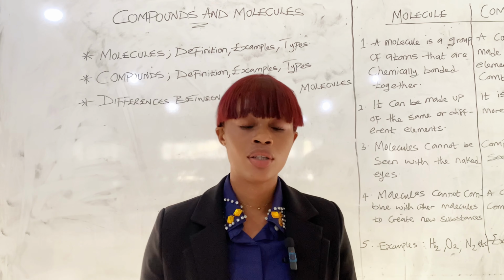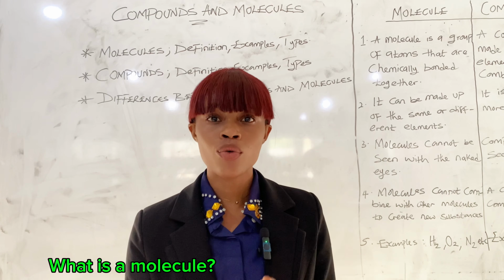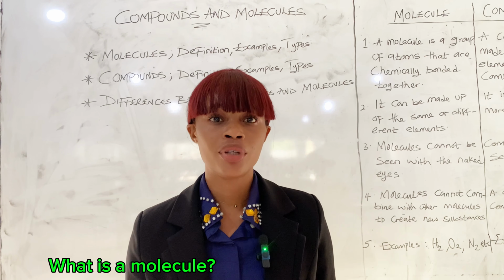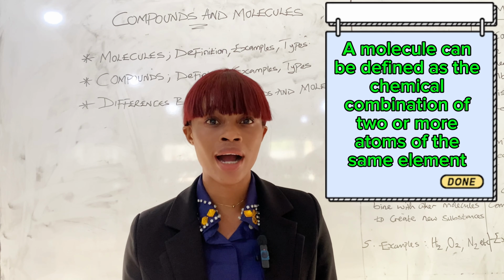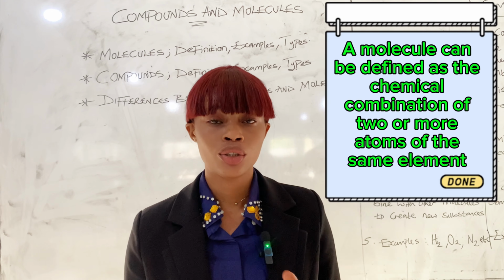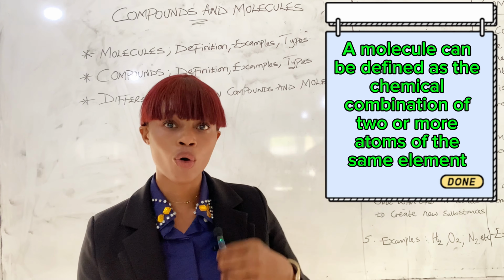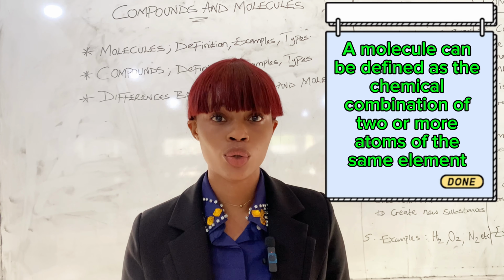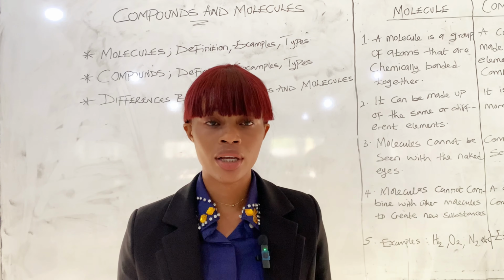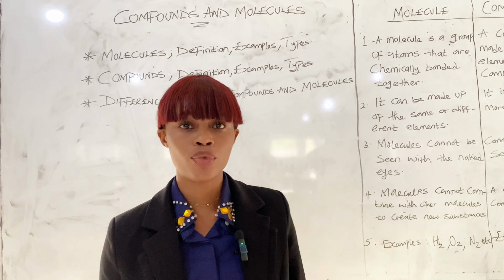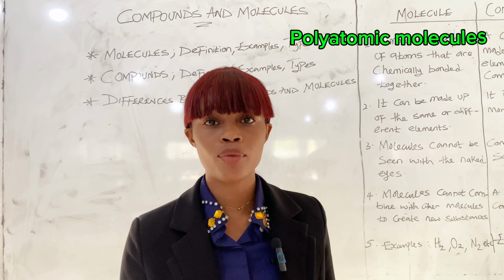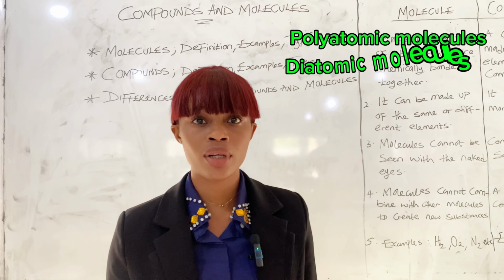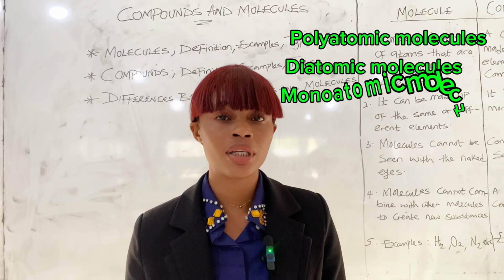So let's begin. What is a molecule? Now, a molecule can be defined as the combination of two or more atoms chemically joined together. So that is a molecule. Then we have different types of molecules. We have polyatomic molecules, we have diatomic molecules, and then we have monoatomic molecules.